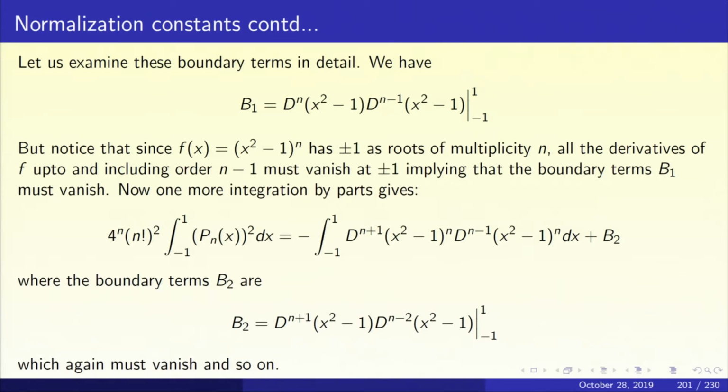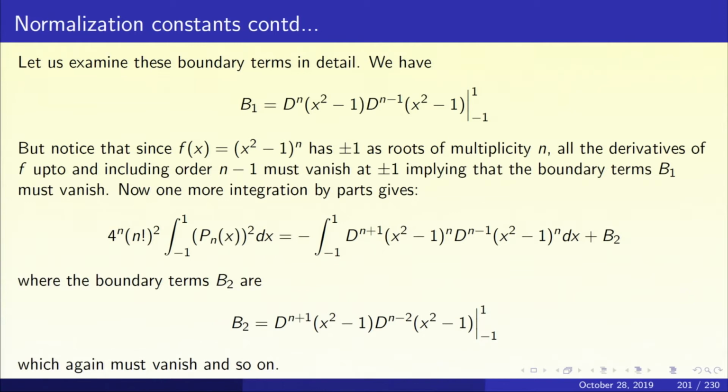We will get 4 to the power n factorial squared times the integral from minus 1 to 1 of (Pn(x)) the whole squared dx equals the integral from minus 1 to 1 of the (n plus 2)th derivative of (x squared minus 1) to the power n times the (n minus 1)th derivative of (x squared minus 1) to the power n dx, plus b2, where the boundary terms of b2 are the (n plus 1)th derivative of (x squared minus 1) to the power n times the (n minus 2)th derivative of (x squared minus 1) to the power n, evaluated at minus 1 and at plus 1 and taking the difference. And again, as I explained, this must be 0 because plus 1 and minus 1 are n-fold roots.